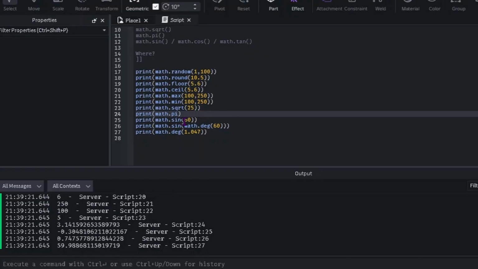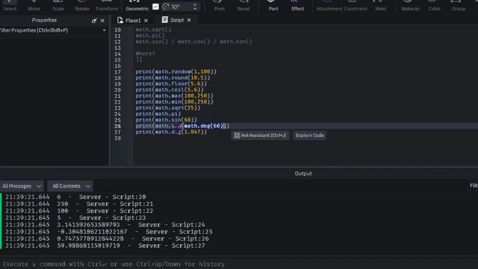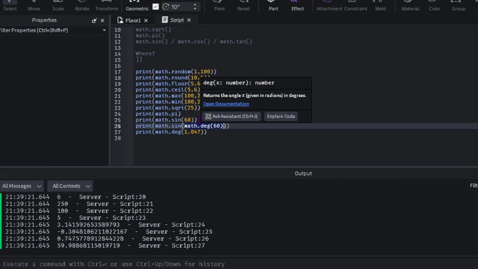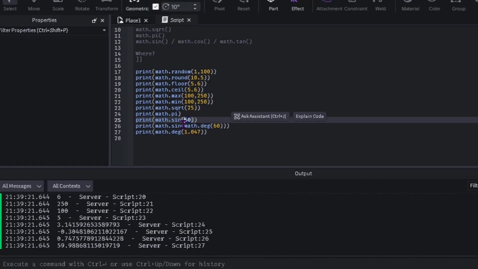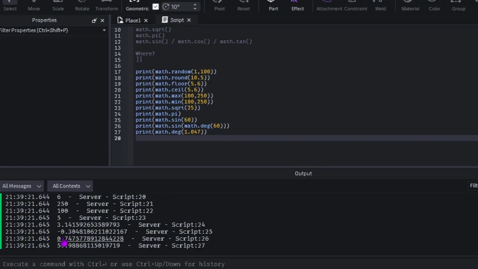So if you want 60 degrees to be converted in sine, we have to put math.degree 60 inside of the function math.sin, because if we don't, Roblox Studio will understand this 60 as radians. And radians and degrees are totally different things. As you can see in the output, 0.74 and minus 0.3. This minus 0.3 is for math.sin 60, and 0.74 is for math.degree, which is a lot of variation. So kindly pay attention to that.